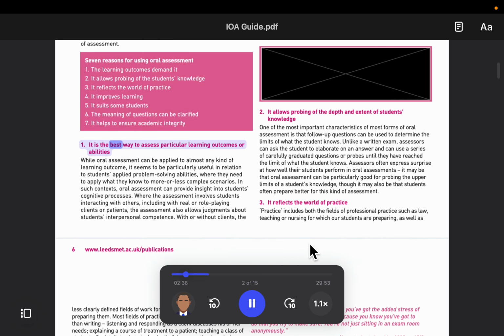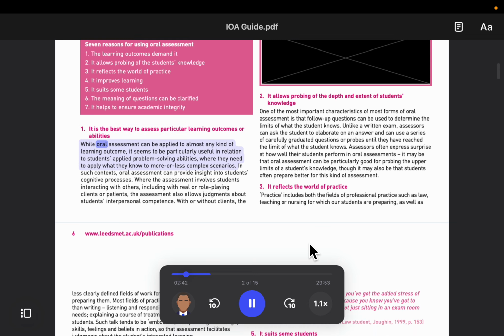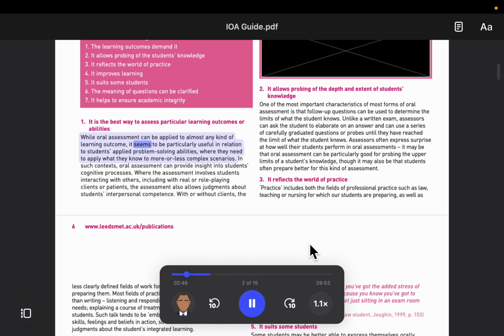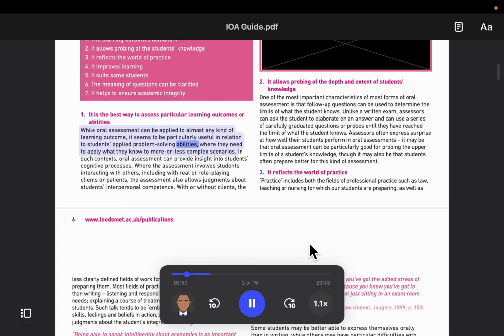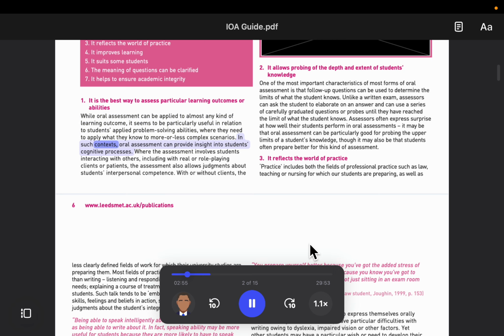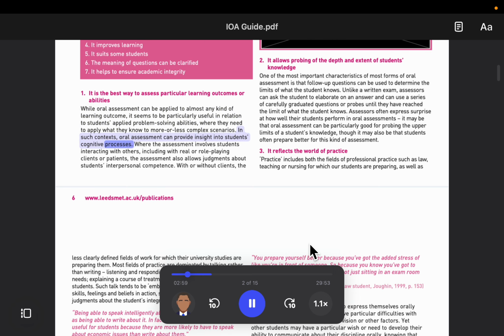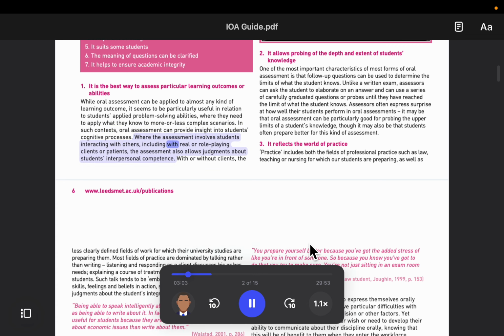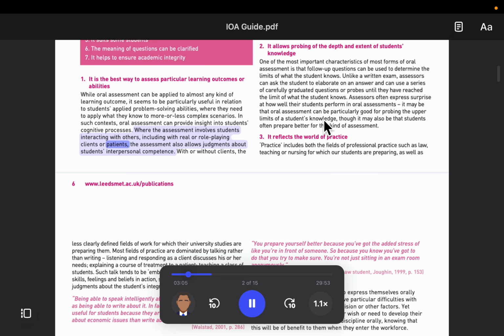1, it is the best way to assess particular learning outcomes or abilities. While oral assessment can be applied to almost any kind of learning outcome, it seems to be particularly useful in relation to students' applied problem-solving abilities, where they need to apply what they know to more or less complex scenarios. In such contexts, oral assessment can provide insight into students' cognitive processes, where the assessment involves students interacting with others, including with real or role-playing clients or patients.